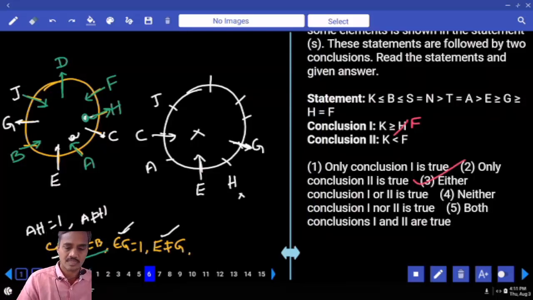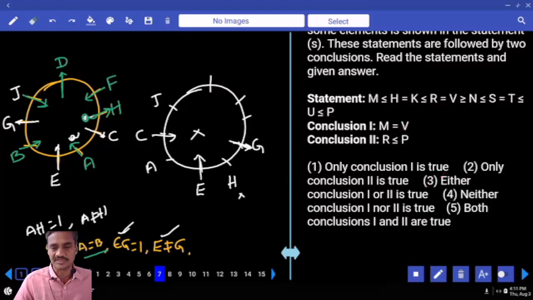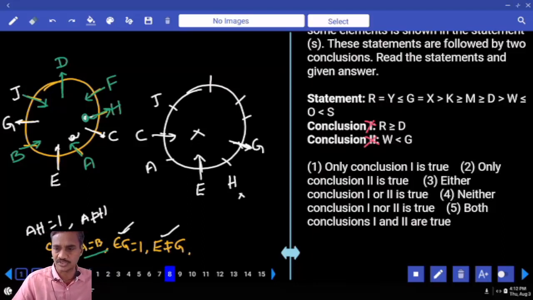Then question number 7. Now in this 7th one, M equals to V is false. M is lesser than or equals to V but not equals to. Then next one, R and P. Now between R and P, two opposite symbols, so no relation. Hence neither one nor two, choice 4.